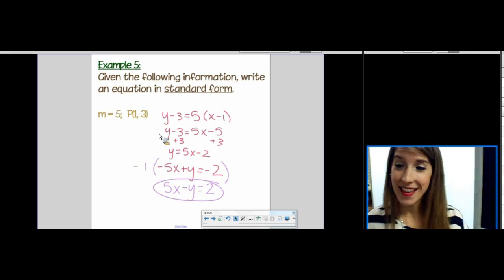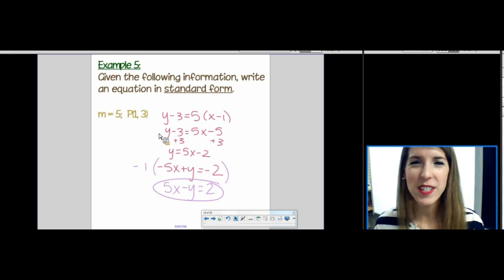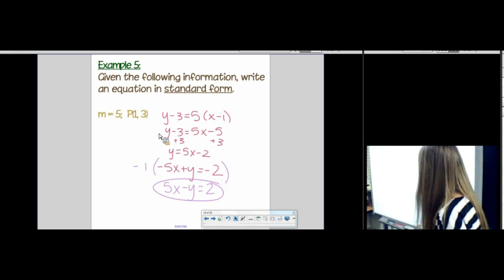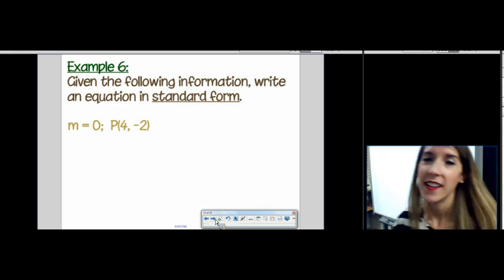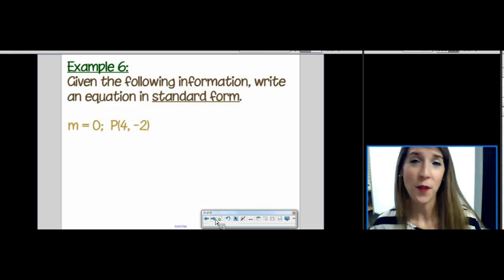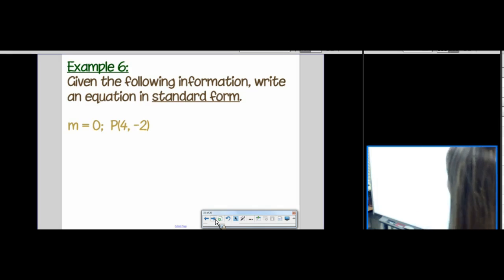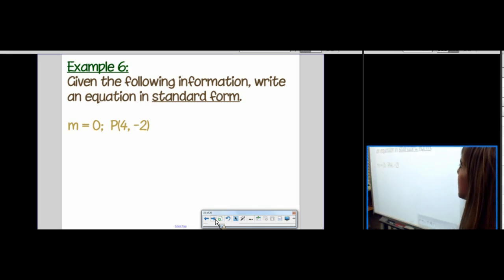Not the most exciting thing in the world, but not too bad, right? We're just moving stuff around. We're using our algebra properties to move stuff around until it looks like we want it to look like. Just like when I clean my house, I move stuff around until it looks like what I want it to look like.